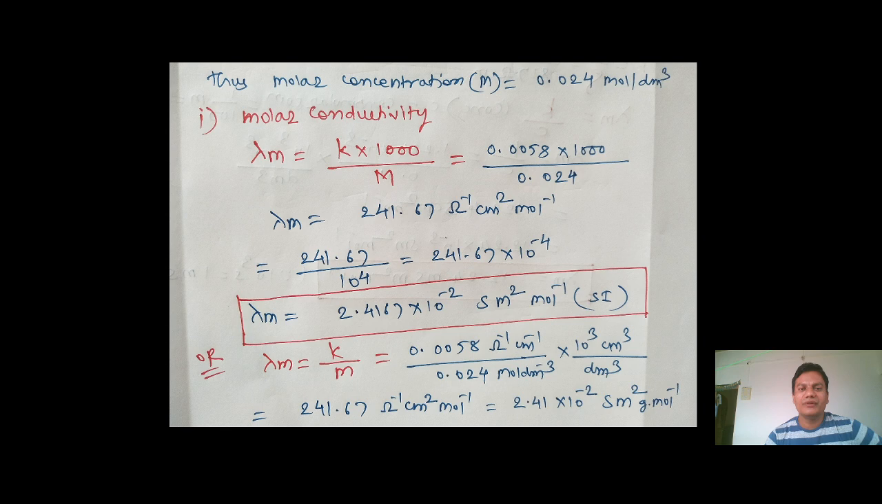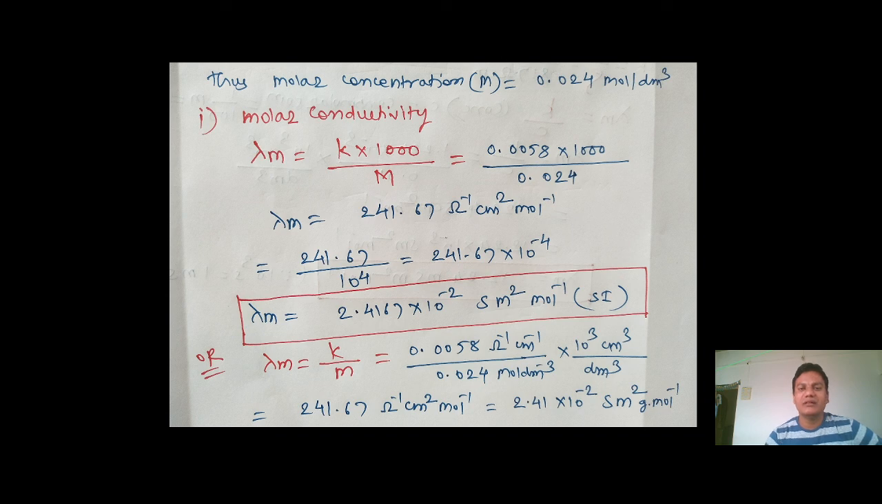So it is 10 square into 10 square, that is 10 raised to 4, because we have a square of centimeter square converted to meter square. So because of which we have to divide this factor by 10 raised to 4. So the answer will be 241.67 into 10 raised to minus 4. Just rearrange: 2.41 into 67 into 10 raised to minus 2.